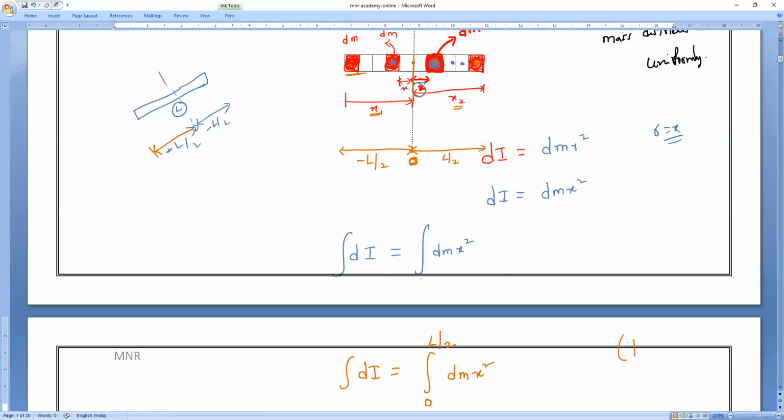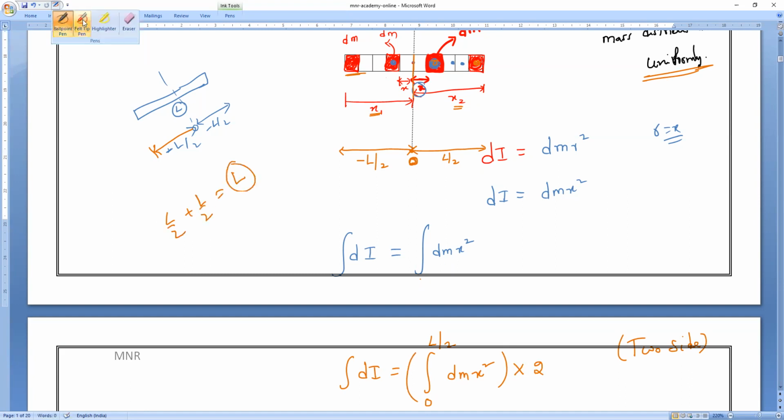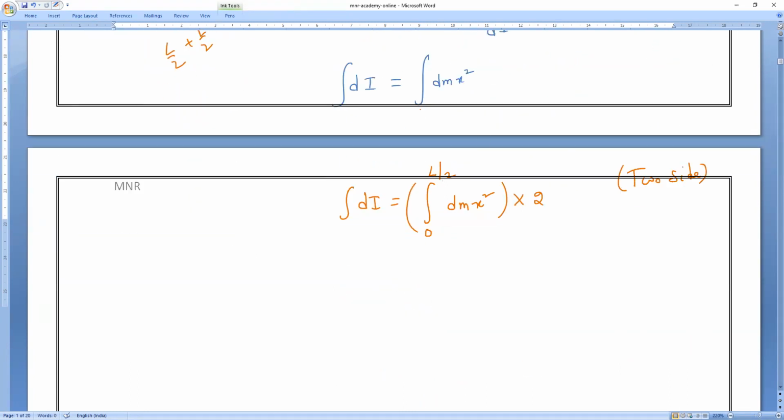If I take both sides, since it is a uniform rod and mass is distributed uniformly, this whole term will become twice. That is the meaning of the whole rod: L by 2 plus L by 2 equals L. Am I right or wrong? Everybody? Yes, please. So if it is only one half, it is integration from 0 to L by 2 of dm into x square. But if I consider two sides, multiplying by 2, it will be modified into what?